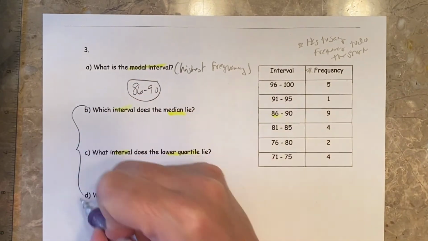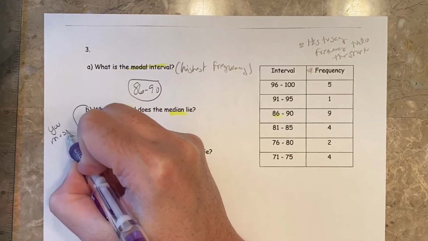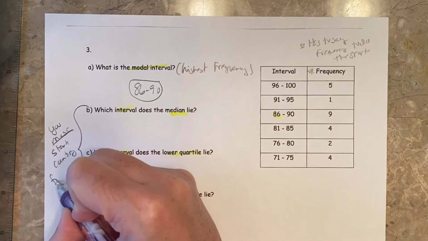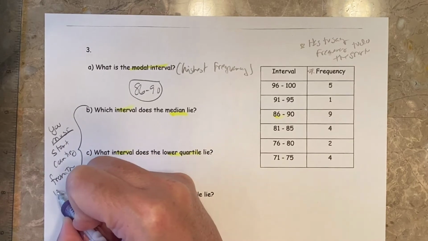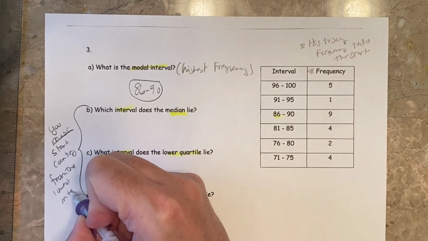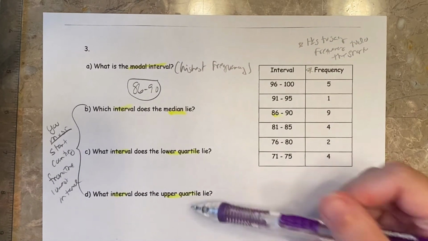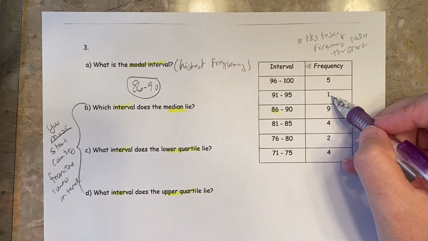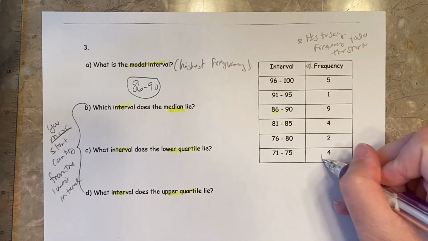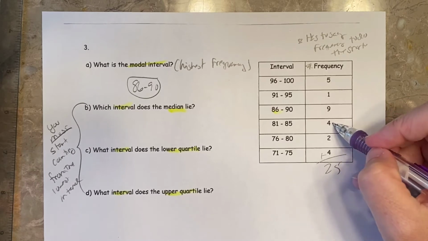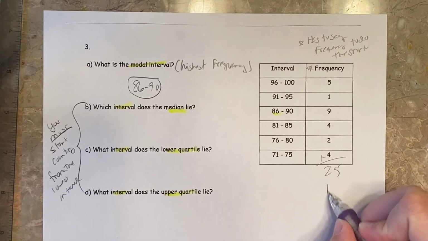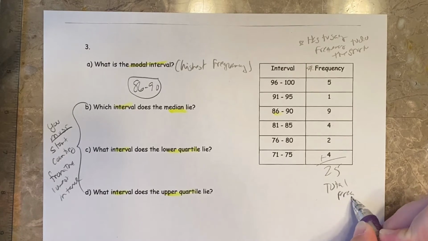And when we go to do these, you must start counting from the lowest interval. Okay, you have to count, especially when you do your upper quartile. If you don't start in the right spot, you're going to be completely off. Okay, we count all these up. 10. This is going to give us 25. Let's just make sure that I'm right. 5 plus 1 plus 9 plus 4 plus 2 plus 4. Yes, 25. So this is our total frequency, which is what we need.